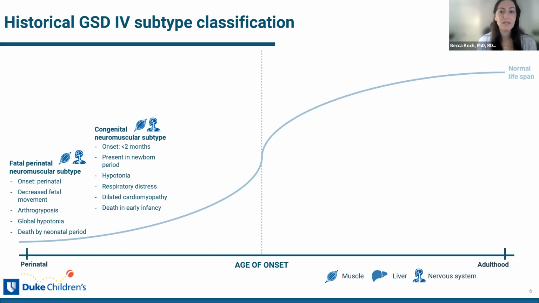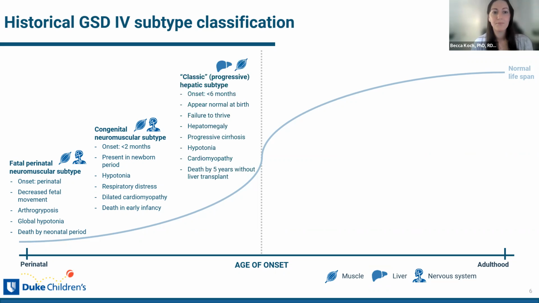Now, these two that I mentioned here, so fatal perinatal and congenital subtypes, are often combined into one because, as you can see, it can be difficult to differentiate between the two depending on when questions are asked, when symptoms present. But all in all, the outcome is typically fatal.